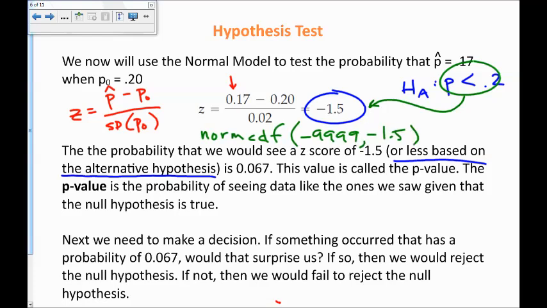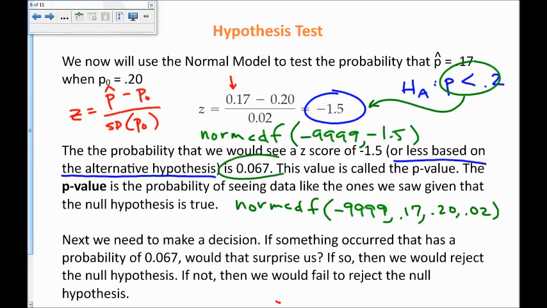Or if you'd rather use values instead of calculating the z-score, you could do norm CDF: the left bound is negative 9999, some small number, the right bound is 0.17, the mean is 0.20, and the standard deviation is 0.02. Either way, you should get a probability of 0.067.